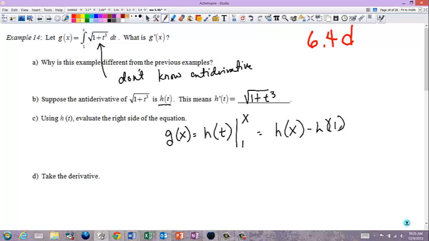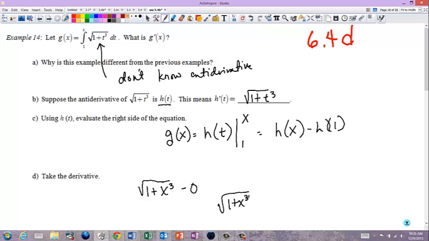Whoops. Now it asks me to take the derivative of that. Well, the derivative of h of x would be the square root of 1 plus x to the third, minus the derivative of a constant, which would be 0. So it's just the square root of 1 plus x to the third.